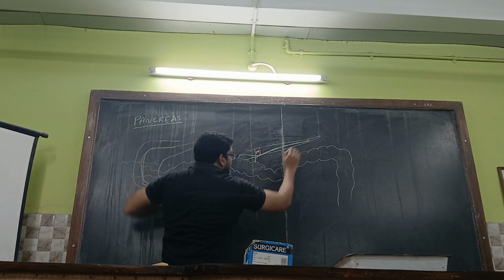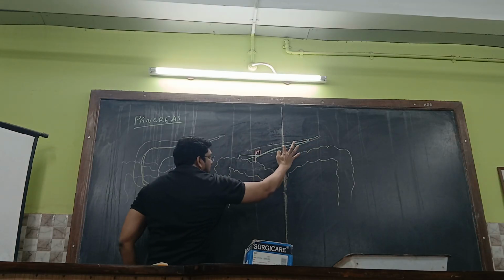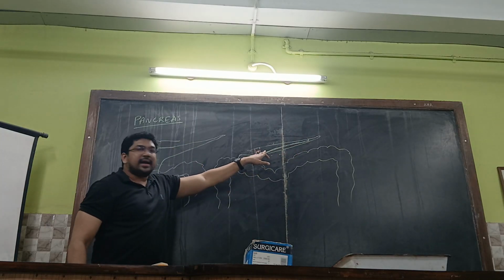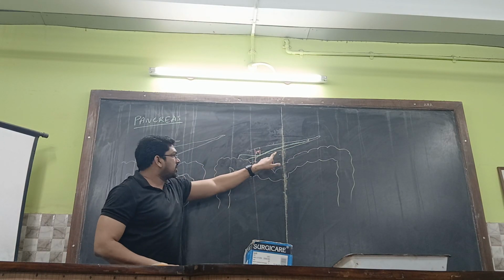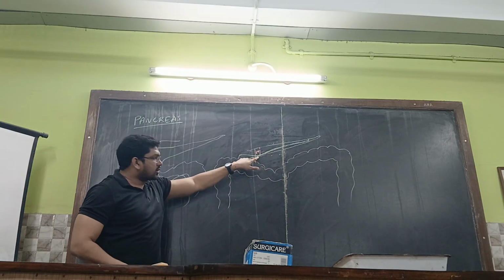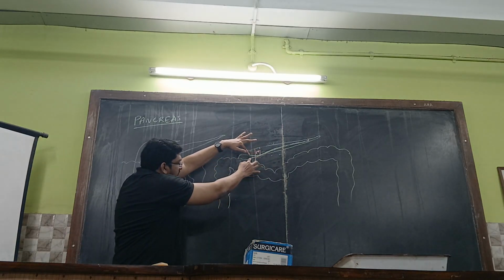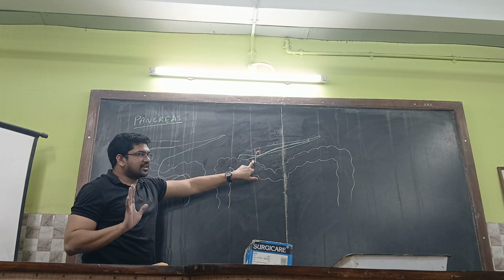Because the transverse mesocolon, how is it arising over here? It will be arising at the anterior border of the body of the pancreas. This part is the body of the pancreas, right? This is the anterior border of the body of the pancreas. But the root of the transverse mesocolon will be going towards the lower border of the neck of the pancreas, getting it? And then it goes further over the head of the pancreas. Try to understand this.